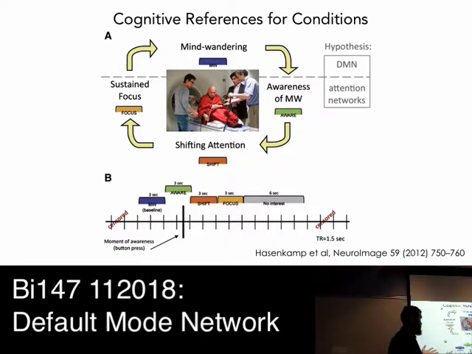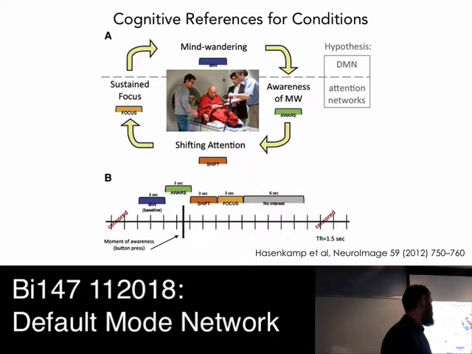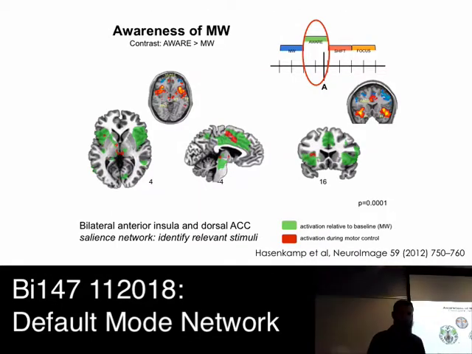And their hypothesis is that the default mode network is going to be predominant when your mind is wandering, and various attention networks are going to be engaged during the other moments: awareness, shifting of attention, and then sustained focus. So let's go through them.